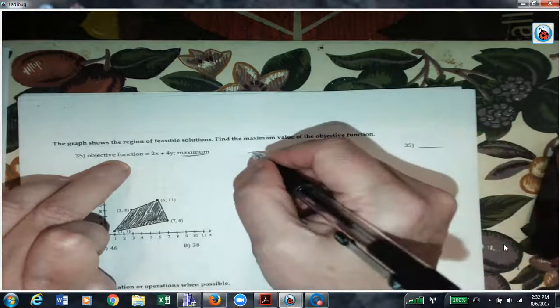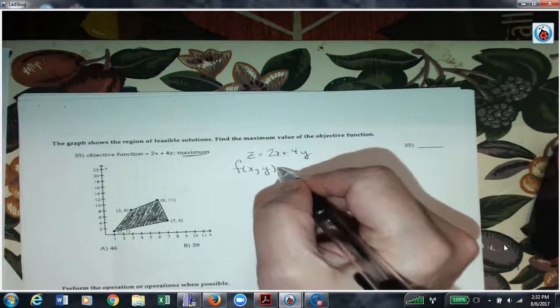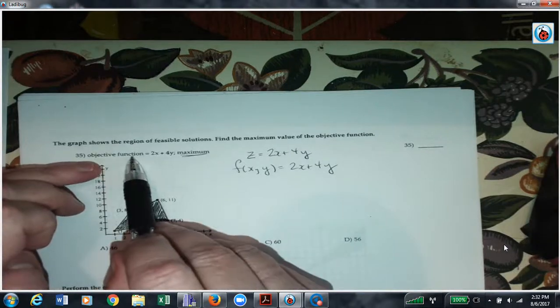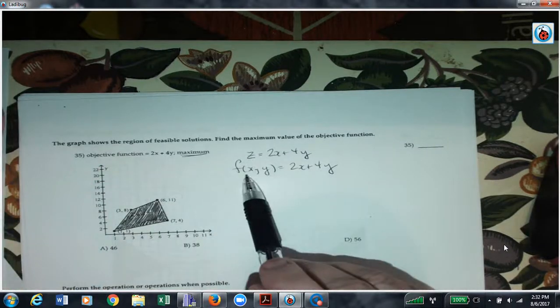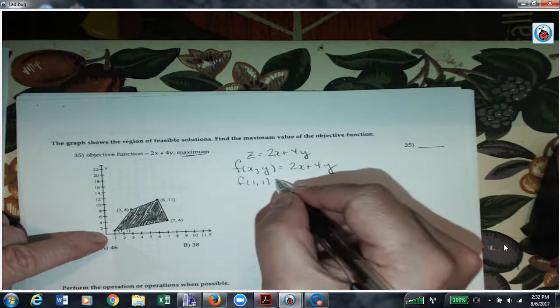Okay, moving on to number 35. So we have an objective function here, and they want the maximum value. I'm going to write this objective function as z equals 2x plus 4y, and z just means this is a function of two variables. So when you see it on the final, it would either be written as objective function or z. Rarely do they write it like this, but this is what we actually want. And I'm going to use the corner points that have been given to me. And then which one is the maximum?